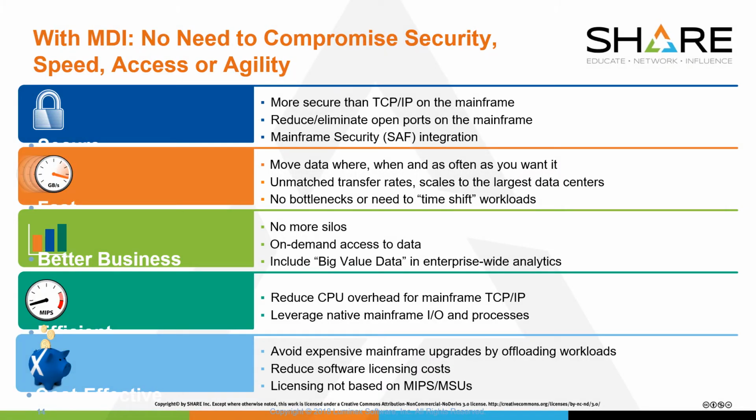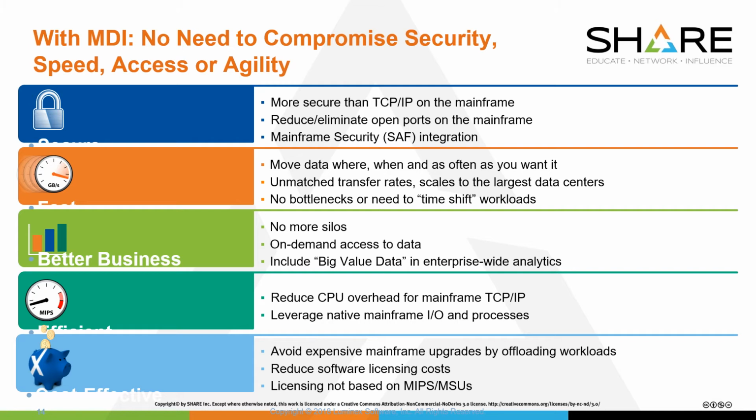So again, what are we going to expect from doing all this? Well, it's going to be more secure. We're not sending data over TCP/IP, so it's all over FICON. You can move the data very rapidly because we can use multiple FICON channels simultaneously, so you can move the data very quickly in and out.